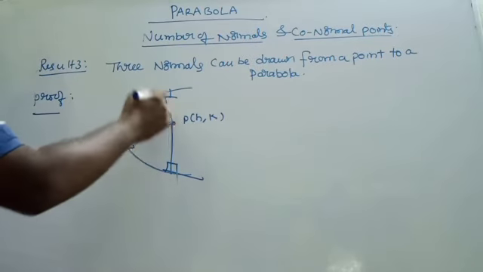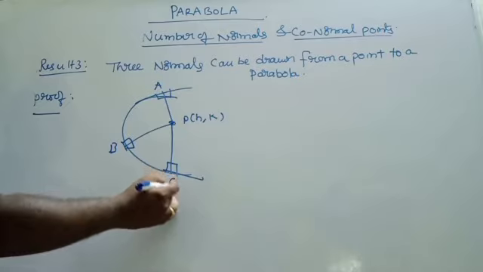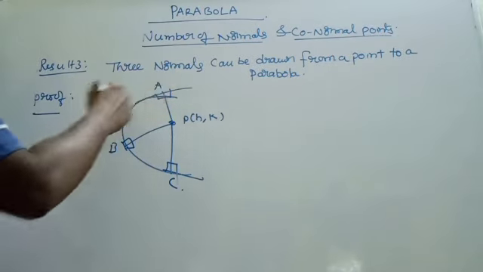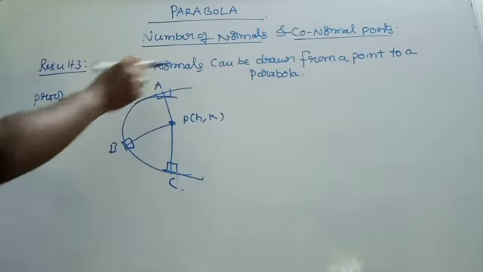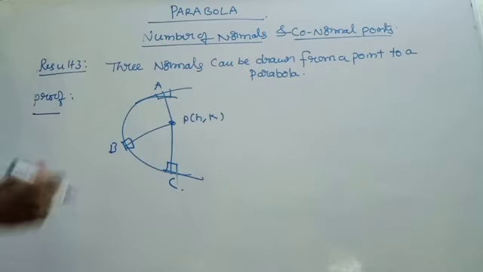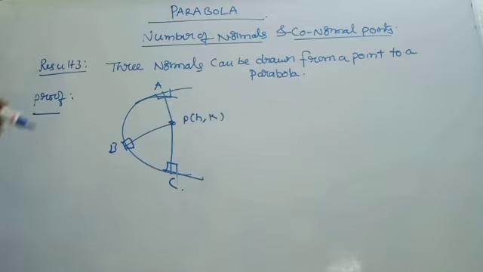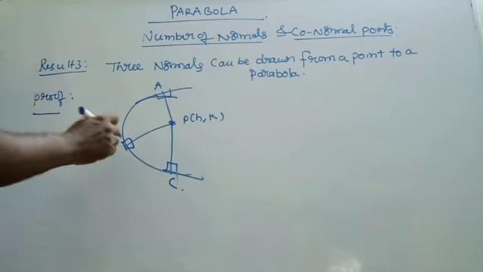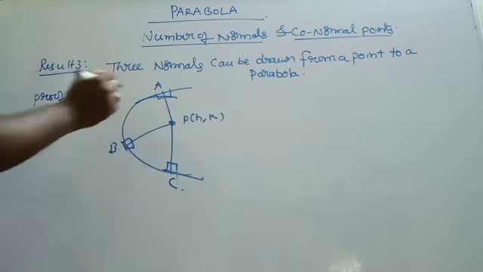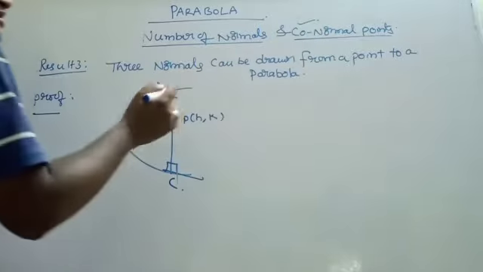If this is P, then A, B, C are the feet of the normals. At these three points you can also draw the tangents. These three points are called conormal points. The definition of conormal points is: from any point, if you draw the normals which meet the parabola at right angles, these are called the feet of the normals, and those are called conormal points. Now we have the definition of conormal points.